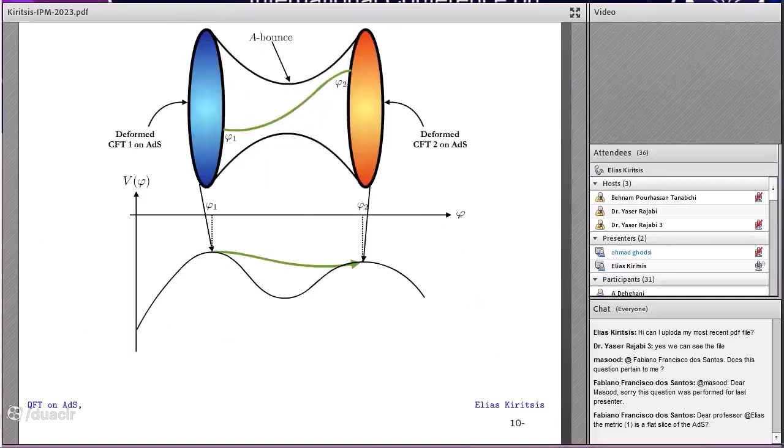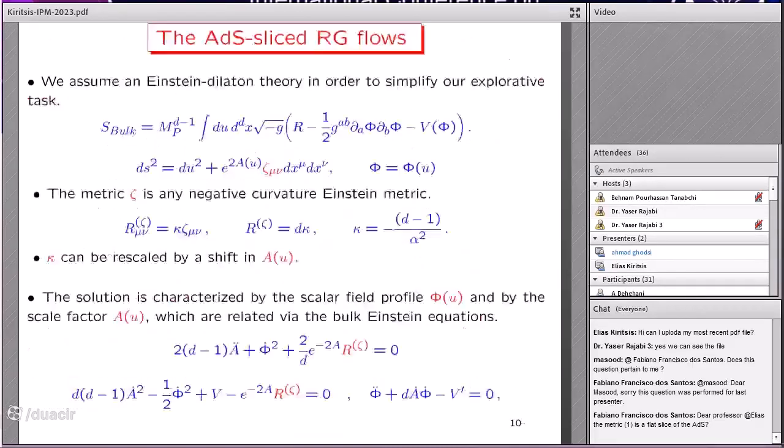So I would like to stop here and see if there are any questions. There is a question in the chat, Elias. Let me see. The metric one is a flat slice of the AdS? Of the AdS. Now, I'm not sure which is metric one. Let me go back. Is it here that you are referring? Maybe yes.